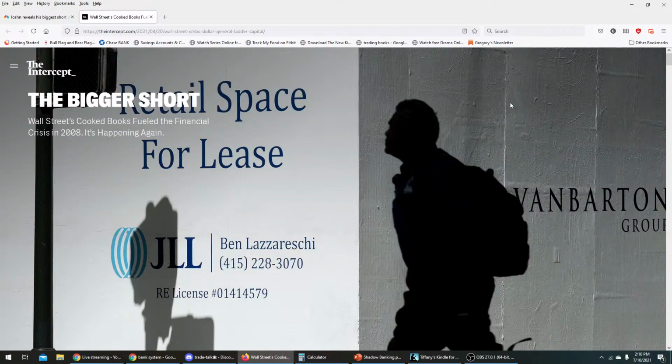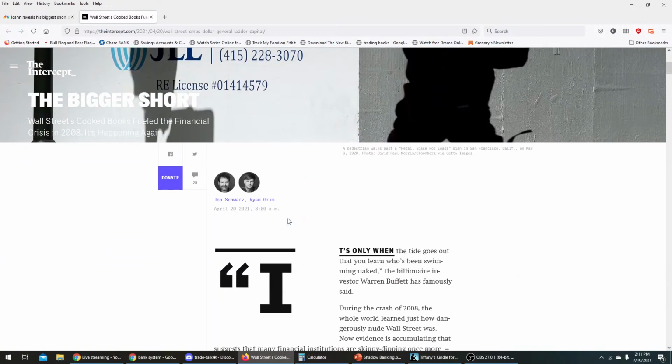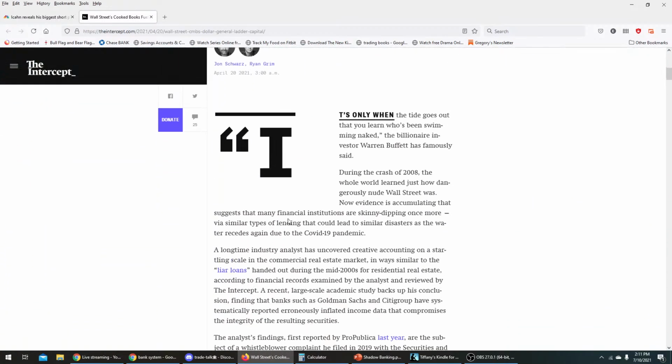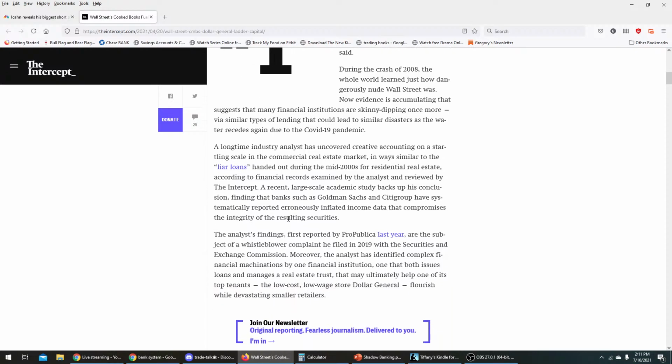So these are commercial real estates. Wall Street's cooked books fueled the financial crisis in 2008. It's actually happening again, right? So this has happened in the past. It's happening again. And this is why I've been waiting for a chance in the future.